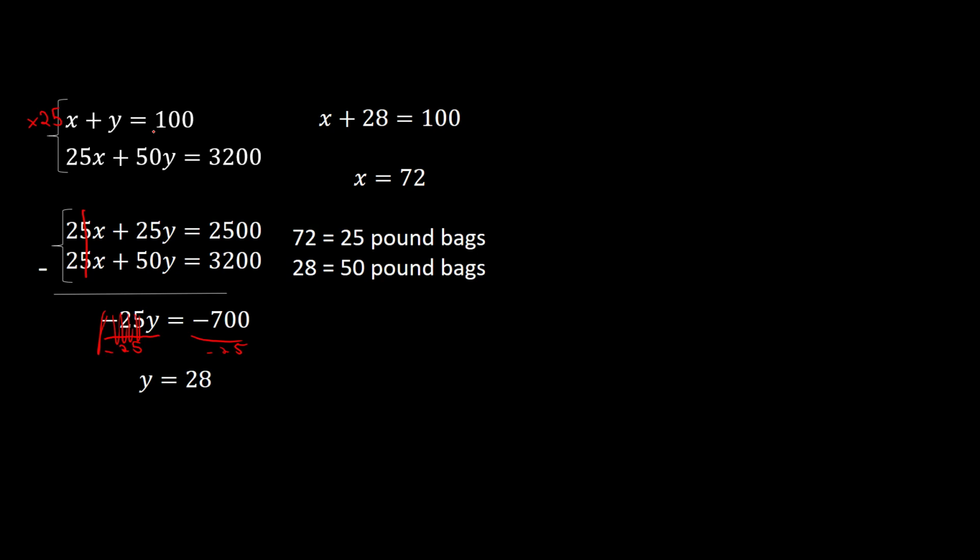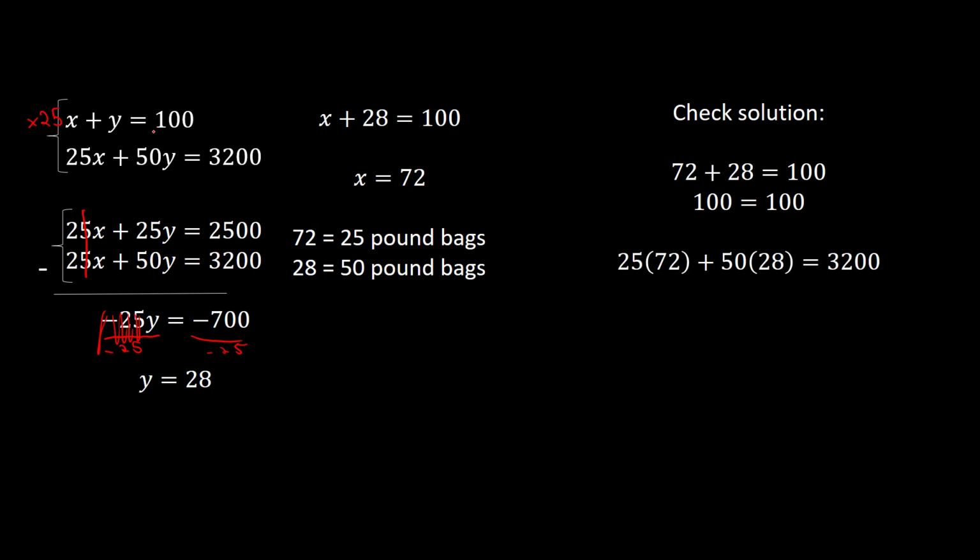And we can just double check, make sure we got the correct answer by plugging this back in to the original equations. So we know that there are 100 bags total, so 72 plus 28 will give you 100 bags total. So that first equation is good, and we know that the total weight is 3200. So if I have 72 times 25 plus 50 times 28, that would be 1800 plus 1400, which would indeed equal 3200 pounds. So our solution is correct, and we are done.